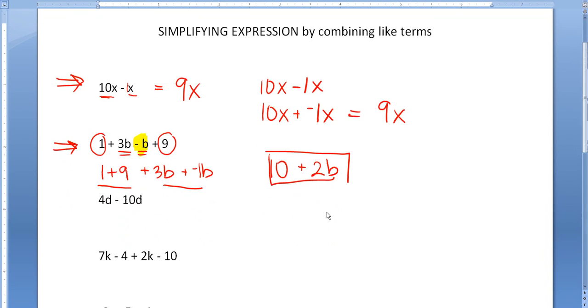Okay, let's take a look at 4d minus 10d. Are these like terms? They are. We're going to change this into an addition problem and change it into 4d add negative 10d. They're like terms, and so I can just add their coefficients. 4 add negative 10, and it gives me a negative 6d.